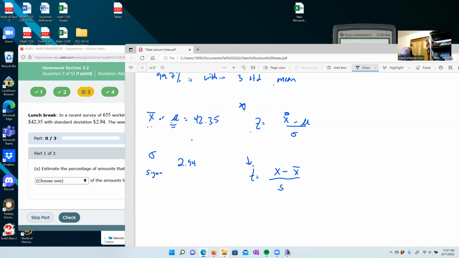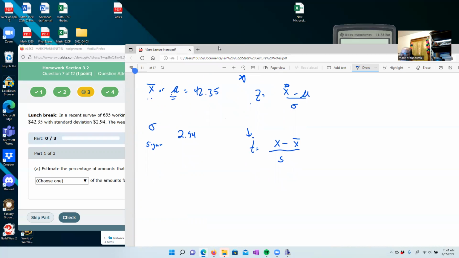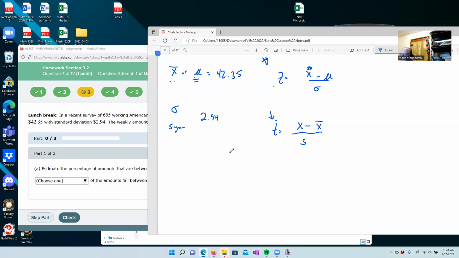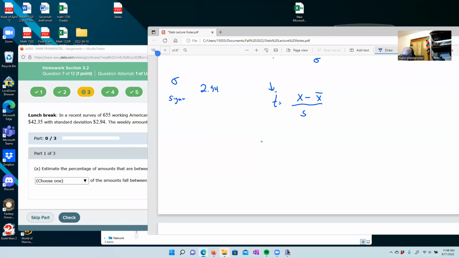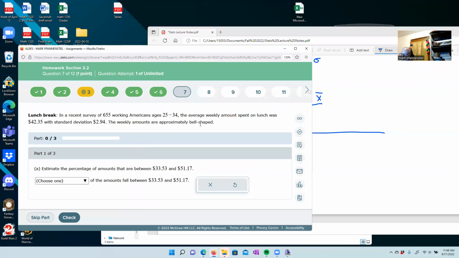This is where they want you to be. This is the part they want you to be able to deal with. All we have to do is figure out how many standard deviations away this is. And that's what z-scores tell us, how many standard deviations away. I'm looking at these numbers and I can't tell just by looking at it to know.